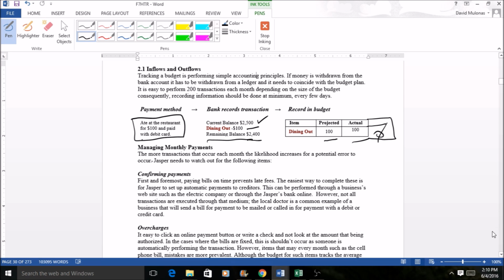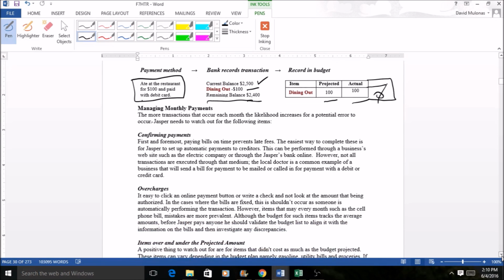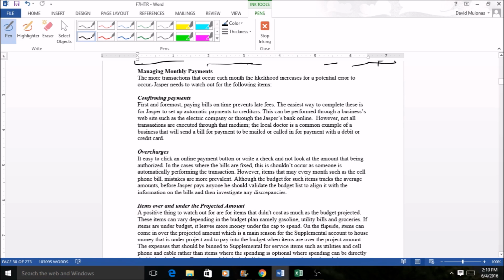So a couple key things to keep in mind here as we go further is managing monthly payments. And what we're saying here is that the more transactions that you have, the more maintenance it is. It can be easier to miss something. The odds suggest that. However, we will not have that problem, because once you do the work and do it correctly, it'll be like riding a bike, and it'll be no problem to take care of it.